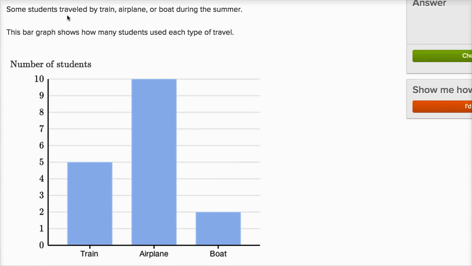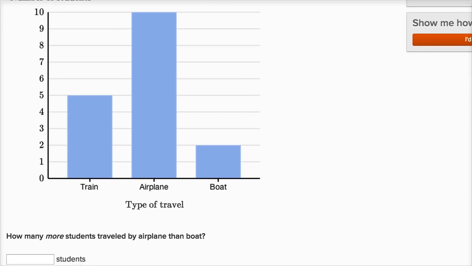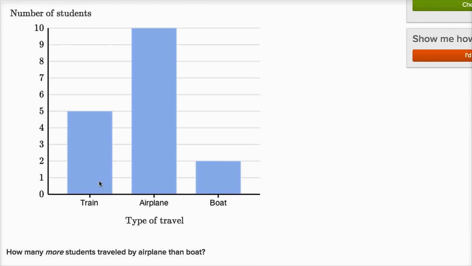Some students traveled by train, airplane, or boat during the summer. This bar graph shows how many students used each type of travel. All right, let's look at this. It tells us that 5 students traveled by train, 10 students traveled by airplane, and 2 students traveled by boat.